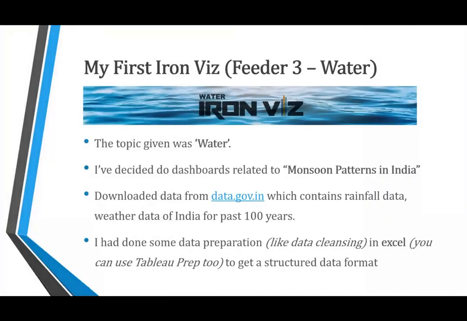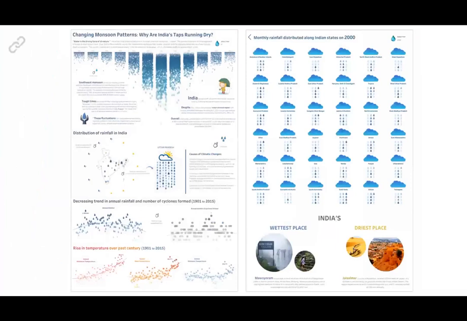So let me start with my experience with IronViz. My first IronViz was last year, 2018, Feeder 3. They had given a topic, water. I went through some data and decided to do a visualization on monsoon patterns in India. Fortunately, some data are available on the data.gov.in website, containing weather data of India for the past 100 years. You have to do some data cleansing work, maybe in Excel or Tableau Prep, for your convenience. So this is what I have come up with.